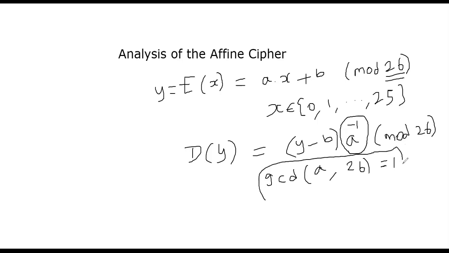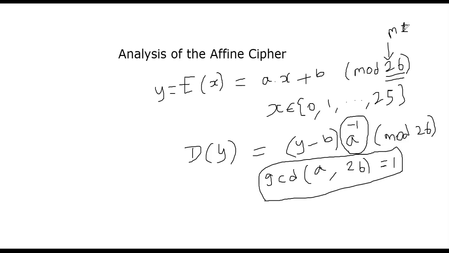So this is the key. B can be any number from 0 through 25, inclusive of both 0 and 25. A has to be relatively prime to 26, meaning the modulus M is 26. A cannot be 2 because GCD of 2 and 26 is 2. So that's not good. A has to be relatively prime to 26.